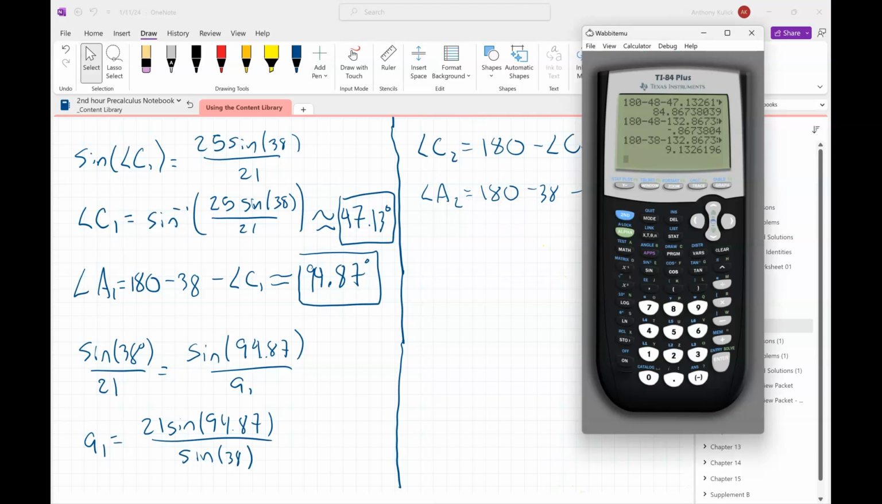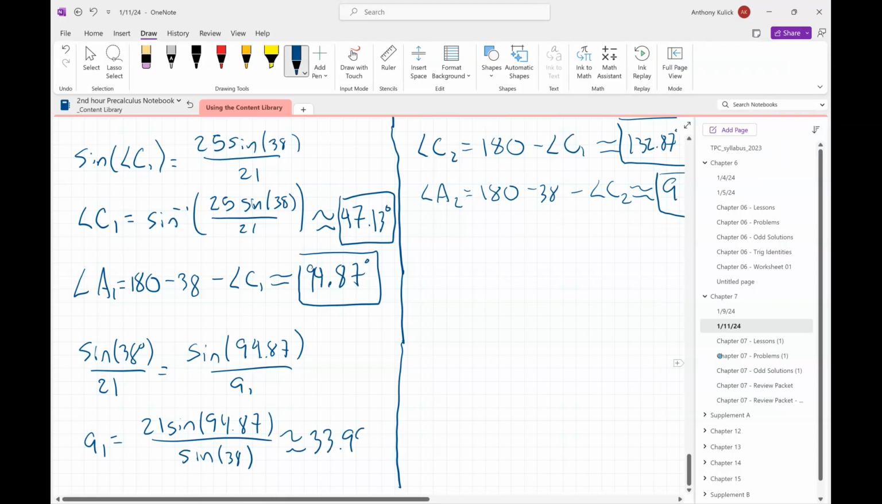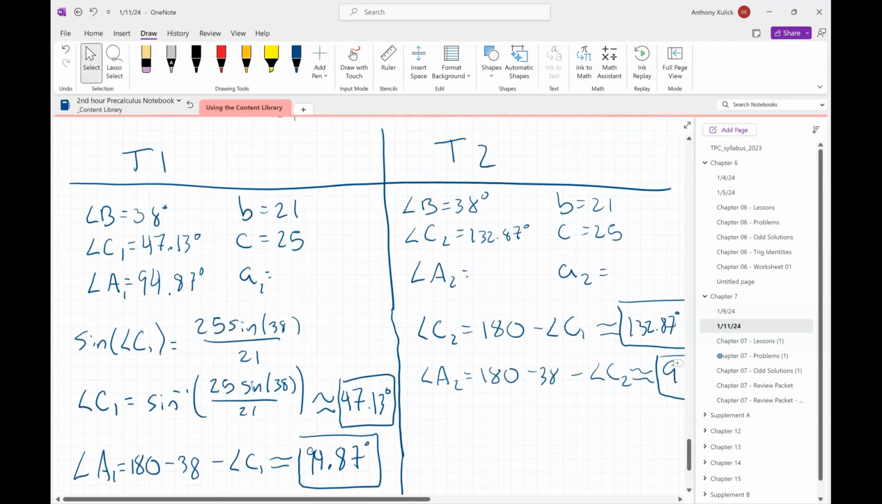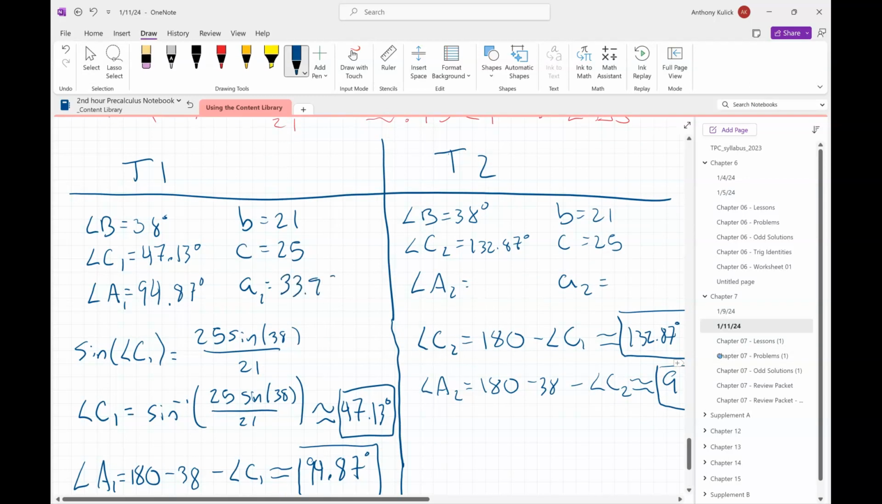I get that. I don't think I have 94.87 in my calculator anywhere, so I just had to type in the decimal, over sine 38. So I get 33.99. And if I look at the angles and side length ratios in triangle 1, that all looks good. Smallest across from smallest, middle across from middle, biggest across from biggest.